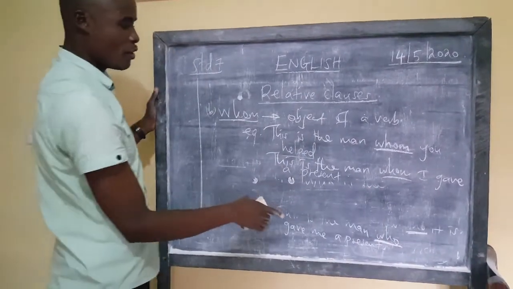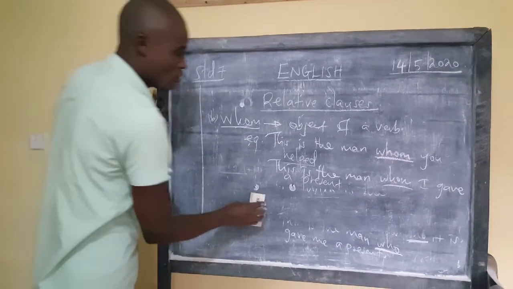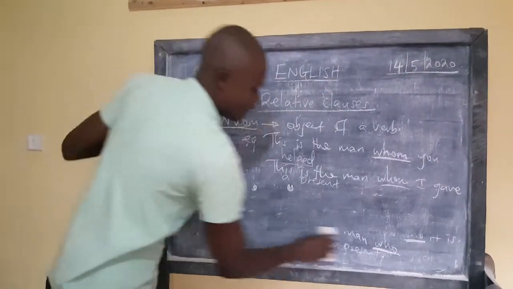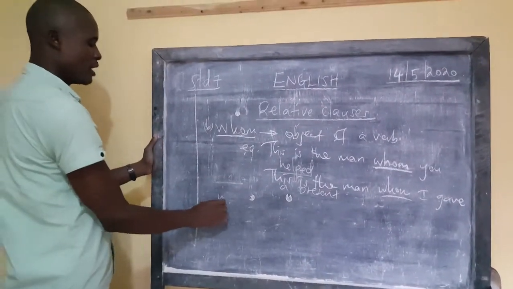It was, this is a man who gave me a present. But in case you are the one who has done it, then talk of this is a man whom I gave a present. You don't now talk of who there, that category. And then let's go to which.